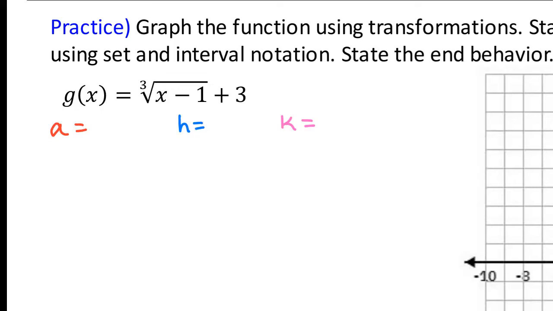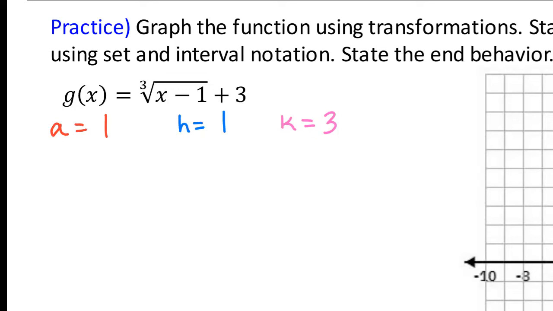A would be 1. H is positive 1. And K is positive 3. Okay, good. So this A is 1. I don't have a reflection, and it's equal to 1, so I don't have a stretch, and I don't have a compression. So this time, A doesn't do anything to the graph. All you're going to do is a translation of right 1, up 3 in this example.